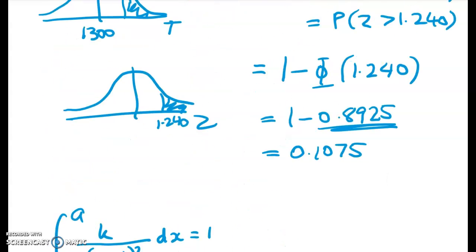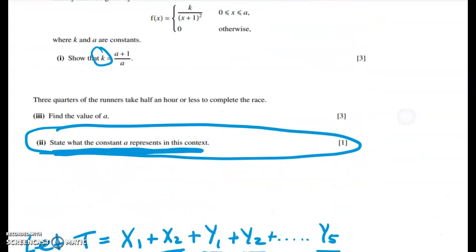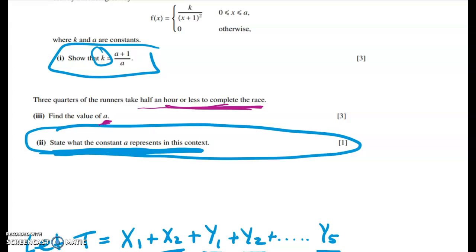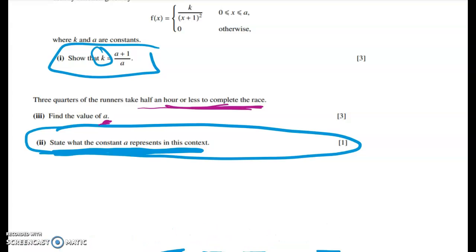Now let's look at the third part. I think that's all we had to show. Yep, so we had to show that this is this. Next, we're told that 3/4 of the runners take half an hour or less to complete the race. So now we've got to finally find the value of a, the maximum running time. So this one, we have to think about how to set it up carefully. What do we know and what do we not know? Well, we now know, whether we got there in the last question or not, that k is equal to this thing here.